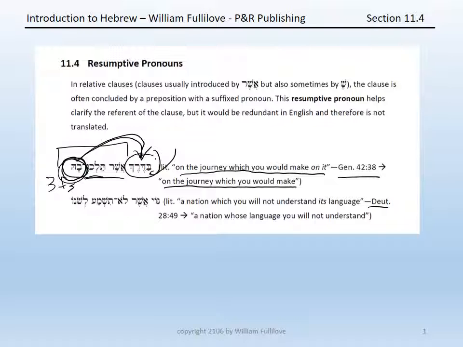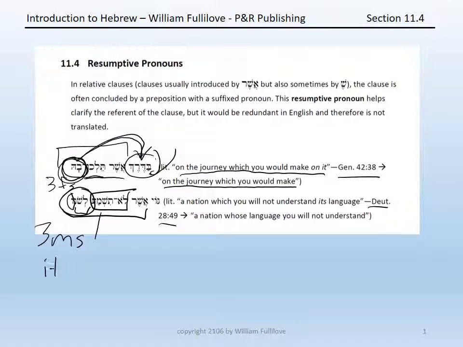Similarly, in Deuteronomy 28:49, we have goy asher lo tishma lishono. So the relative clause is asher lo tishma lishono. The verb tishma is a Qal imperfect. You will not hear, or in this case, it would be glossed as you will not understand. So the verbal portion is you will not understand. Lishono. Lashon is the construct noun language. O is the third masculine singular suffix.